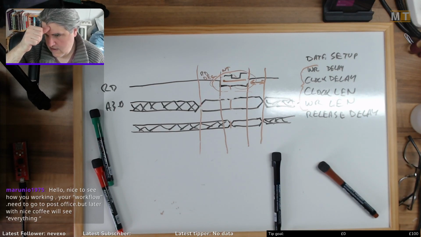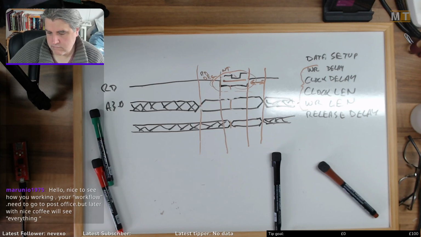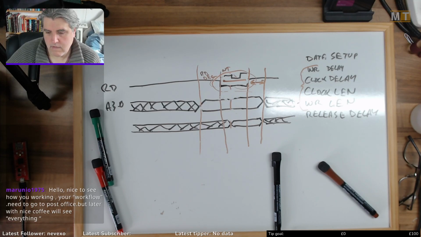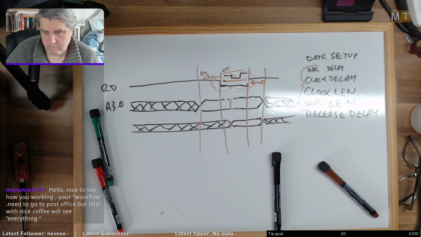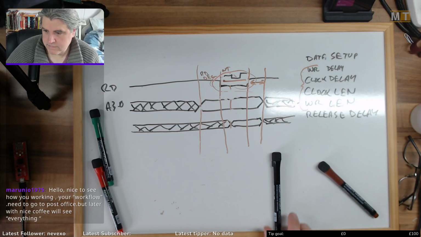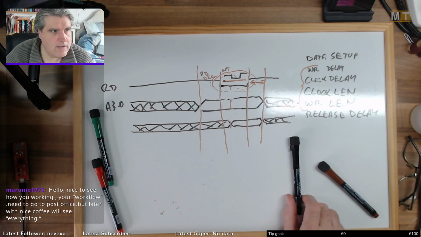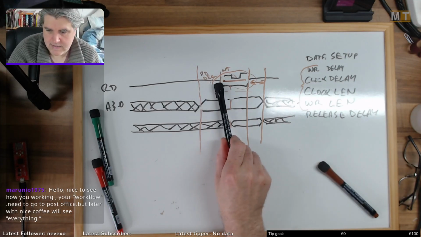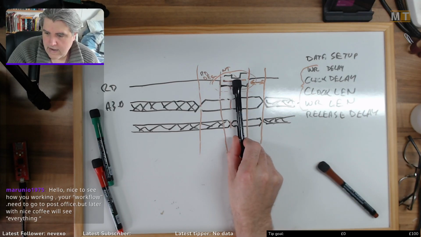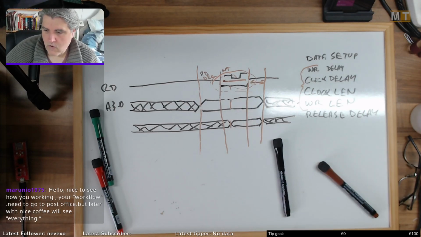So I would have data setup time, then it's a settle time, and that settle time is the write delay or read delay, actually this time here. Then we have clock delay, clock length, and write read length, so operation length.